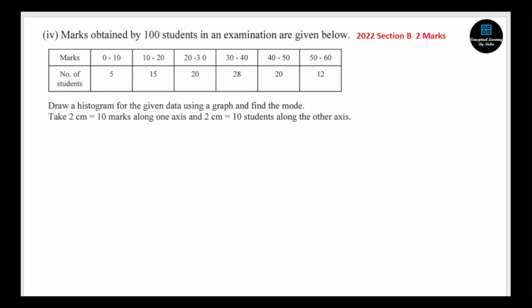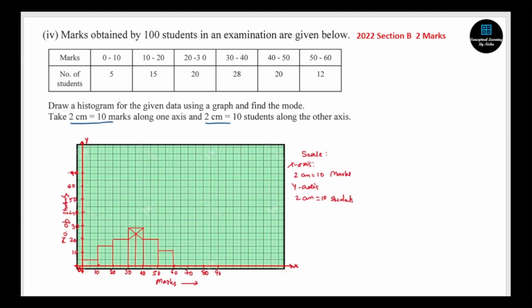Now in this question, we have to find the mode using the histogram. The table is given and we have to plot the histogram according to the scale given. We have to take 2 centimeter equals 10 marks on the x-axis and 2 centimeter equals 10 students on the y-axis. This is the graph which I have prepared based on this.